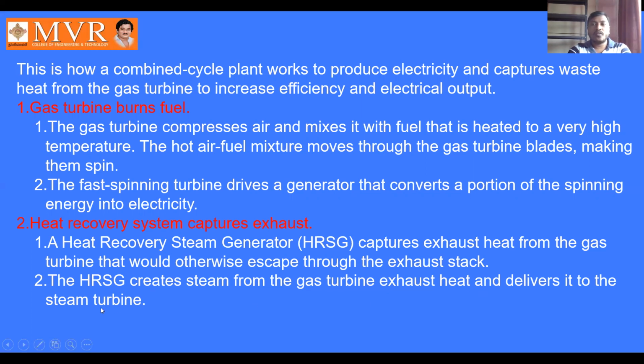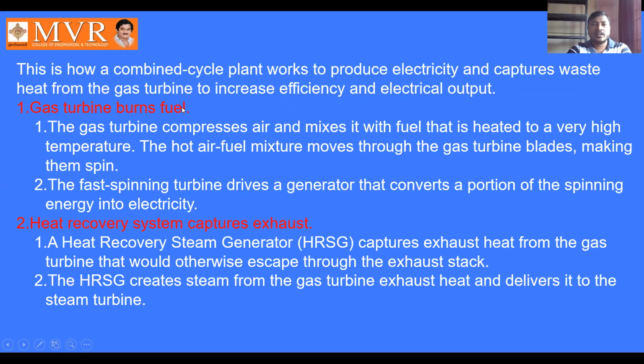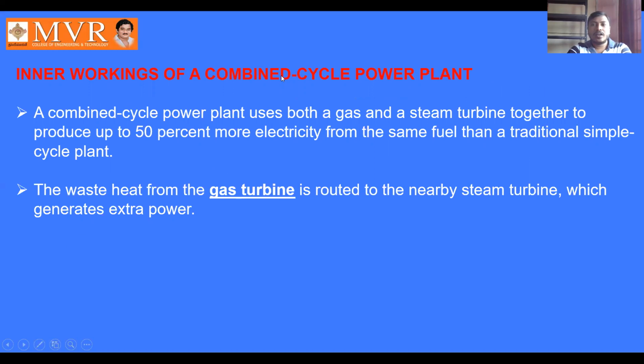This is how we transfer the heat from the gas turbine and deliver it to the steam turbine. The steam turbine delivers additional electricity. The steam turbine sends its energy to the generator drive shaft where it is converted into additional electricity. See, the waste heat which is coming out from the gas turbine, we are sending that energy into the steam generator, and from the steam generator it sends the energy to the generator drive shaft where it is converted into additional electricity. This is about the combined cycle power plant, how we are combining.